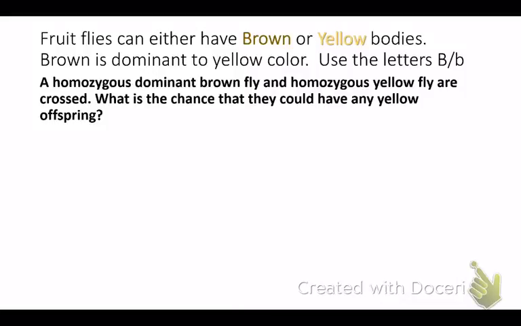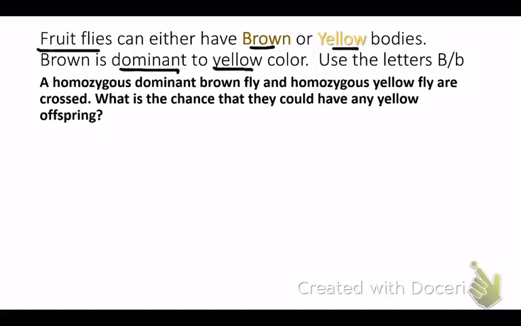Let's practice solving a problem together. It's always important to read what information we are given. Fruit flies, our example organism, can either have brown or yellow bodies. Brown is dominant over yellow. That means anytime a brown fruit fly is mentioned, it should have at least one capital letter, and in order to be a yellow fruit fly, you can't have any capital letters.